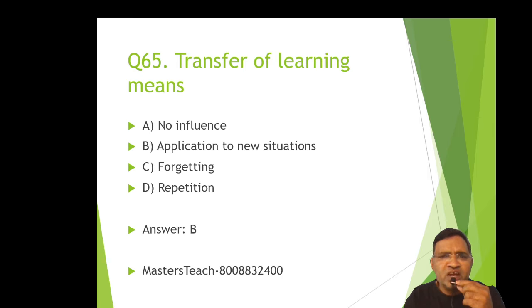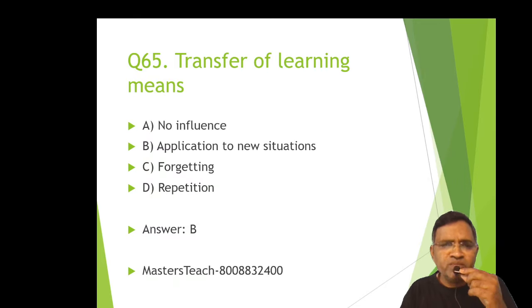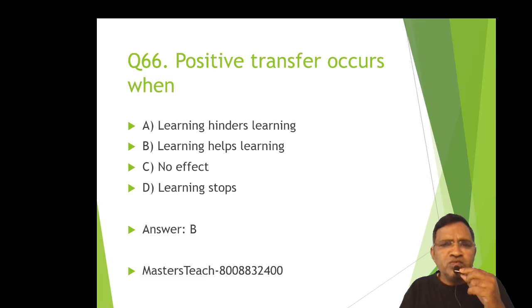New learning. Transfer of learning means A. no influence, B. application to a new situation, C. Forgetting, D. Repetition. The answer is transfer of learning means application to a new situation. Got it? Then positive transfer occurs when A. Learning hinders learning, B. Learning helps learning, C. No effect, D. Learning stops. The answer is positive transfer occurs when learning helps learning.